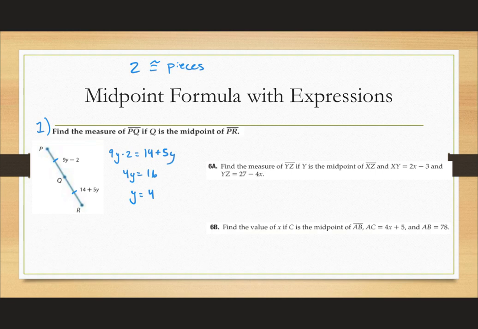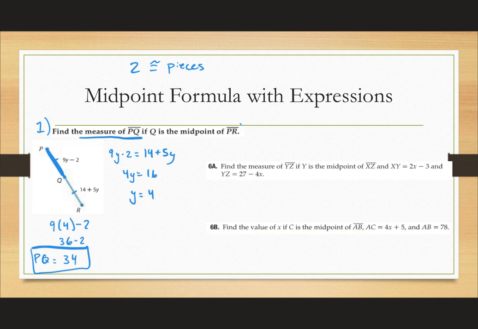Now on these problems, make sure you read the questions. I am looking for the measure of PQ, which is this measurement right here. So I'm going to plug in, and I have 9 times 4 minus 2. 36 minus 2 is going to be equal to 34. Make sure you really pay attention to the instructions. Sometimes it'll ask for x, sometimes it'll ask for you to plug in the segment, sometimes you gotta go 2 more steps afterwards. Always, always, always read the question carefully.